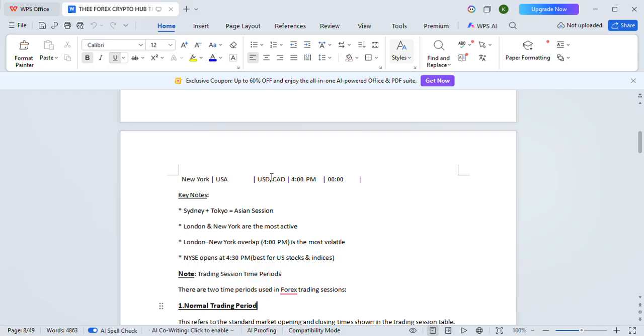We have some keynotes here. Sydney and Tokyo are termed the Asian session in general. So there are traders who will tell you we have the Asian session, London session, and New York session. They will not mention four as we have just learned, that is Sydney, Tokyo, London, and New York, but they will say Asian, London, and New York, which is still okay. London and New York are the most active sessions.